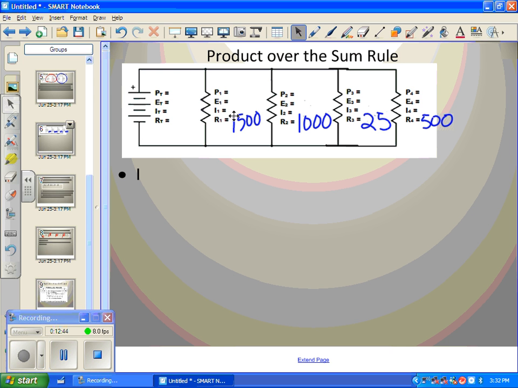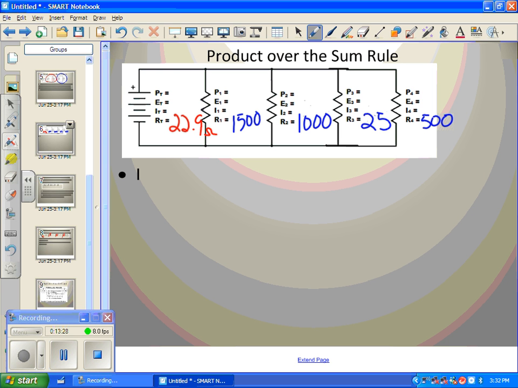Okay. Now we're going to just put in 1,500. Now hit X to the -1. Now hit plus. Now put in 1,000. X to the -1 plus 25. X to the -1 plus 500. X to the -1 is equal to, and that'll give us the reciprocal of all these resistances put together. So we just take X to the -1, enter, and we find that our total resistance is 22.9 ohms.